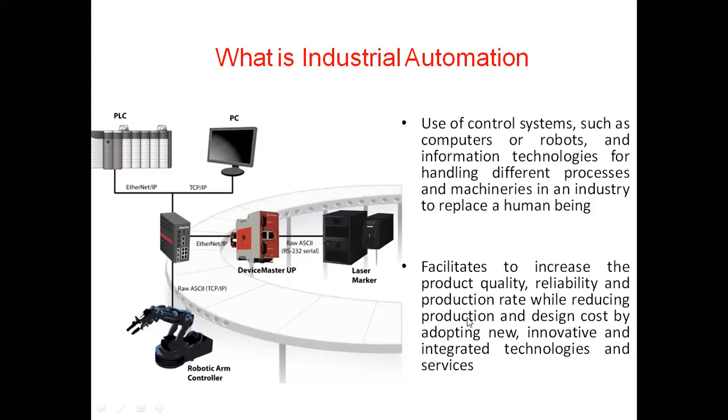Industrial automation is basically for remote monitoring and control of a particular system by acquiring data from that particular industrial function. So it facilitates increasing the quality and more.